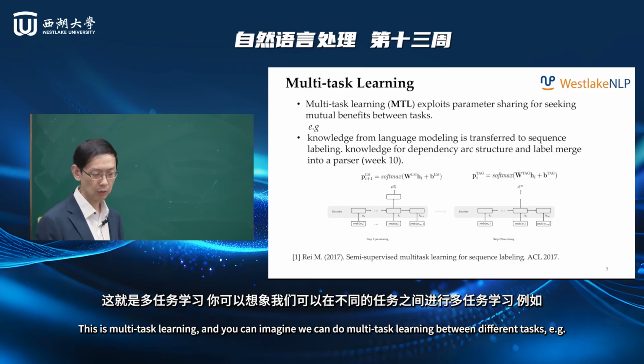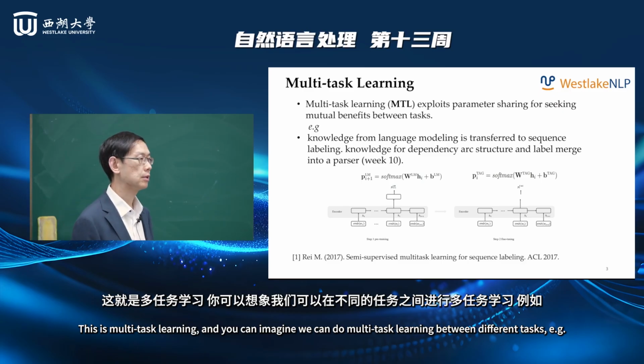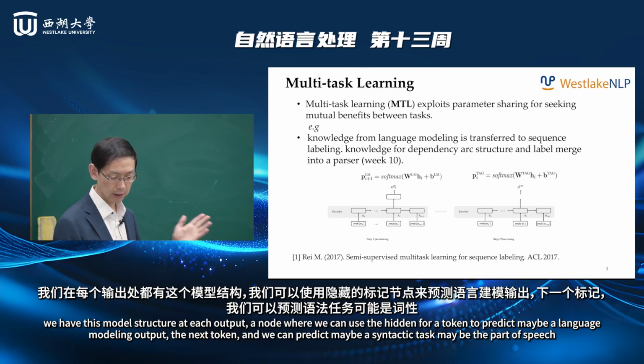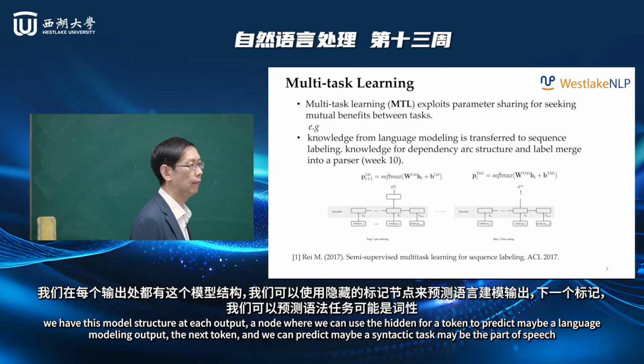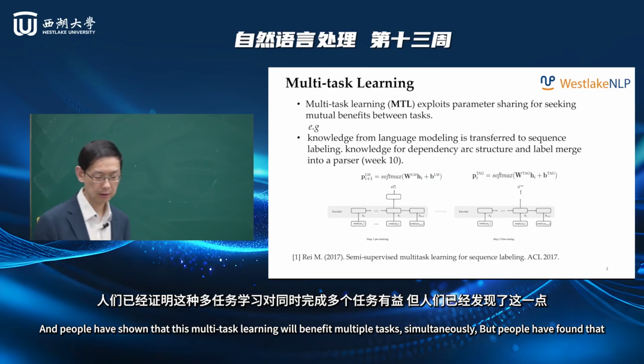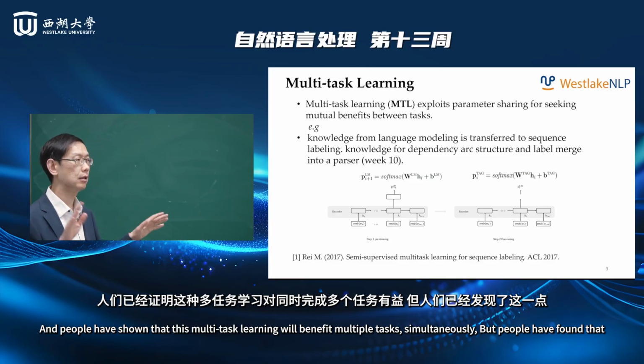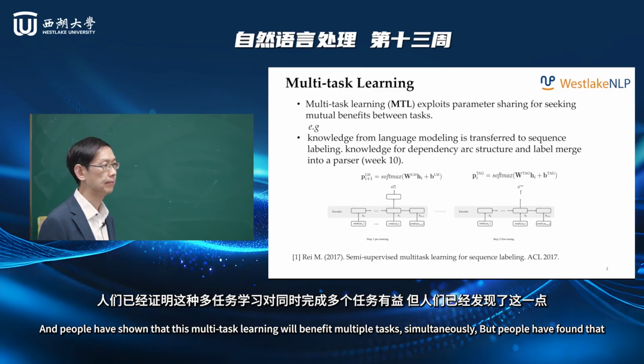And you can imagine we can do multitask learning between different tasks. For example, we have this model structure, and at each output node we can use the hidden state for a token to predict maybe a language modeling output, the next token. And we can predict maybe a syntactic task, maybe the part of speech. People have shown that this kind of multitask learning will benefit multiple tasks simultaneously.